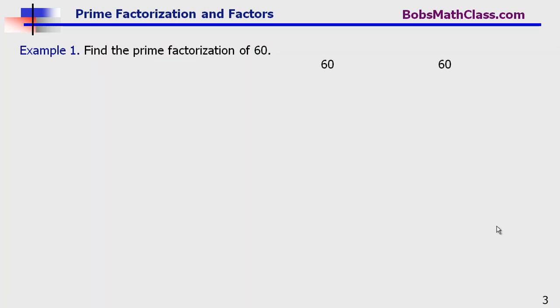Okay, here's another example. Find the prime factorization of 60. We'll do it twice. So 60. 6 times 10. Is 6 a prime number? No, so we'll branch that out again. And is 10 a prime number? No, so we'll branch that out again.